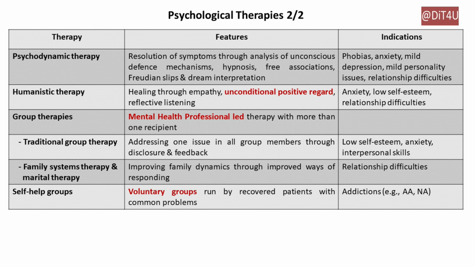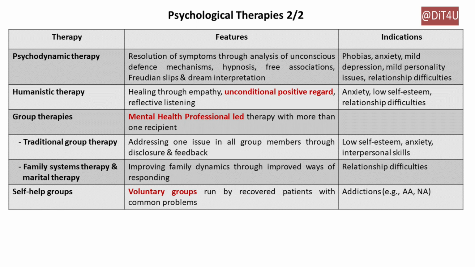Humanistic therapy: healing through empathy, unconditional positive regard, and reflective listening. So you actively listen to whatever the patient is saying. Unconditional positive regard means no judgment. It is okay, mistakes have happened, no problem, we can move forward. Empathize with the patient. That's used in anxiety, low self-esteem, and relationship difficulties.